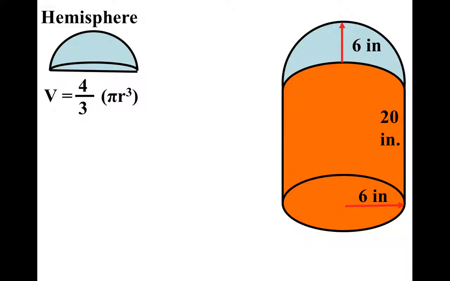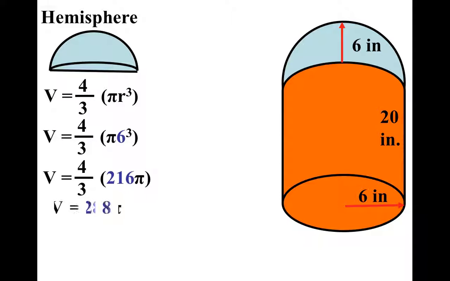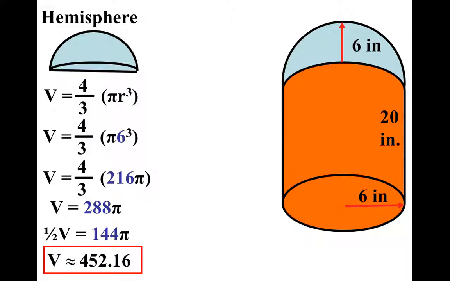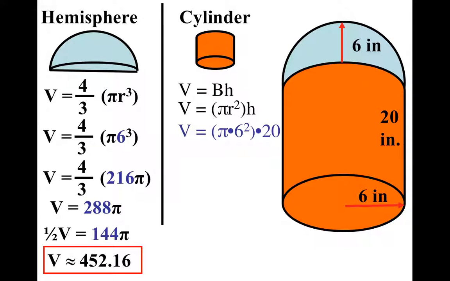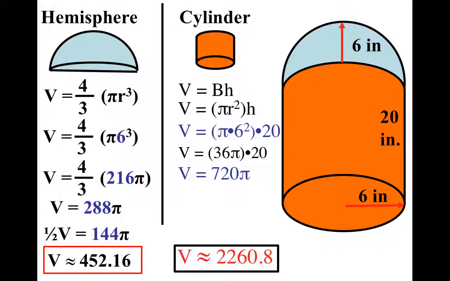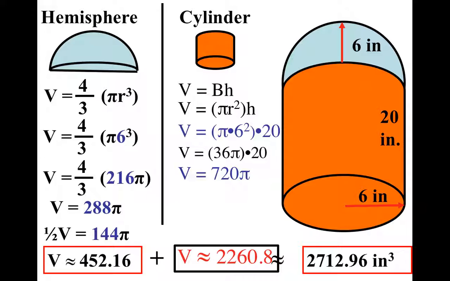Step one, find the volume of the entire sphere. Notice my radius is 6. I get 288 pi. Now half of that volume would be 144 pi times 3.14 would get me 452.16. Then find the volume of my cylinder. The base times the height. The base is a circle, so that's pi r squared. Plug in the 6 for the radius and the 20 for the height. 720 pi, which gets me about 2060.8. And so I get my final answer of 2,712.96 inches cubed.